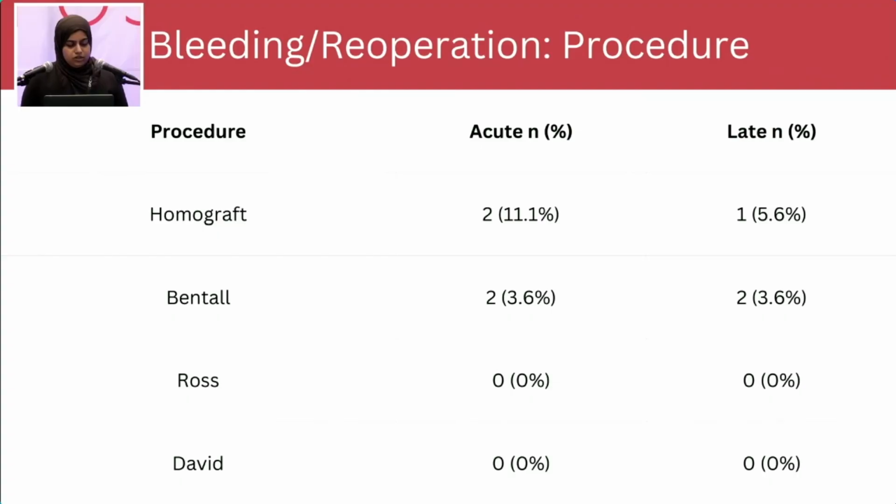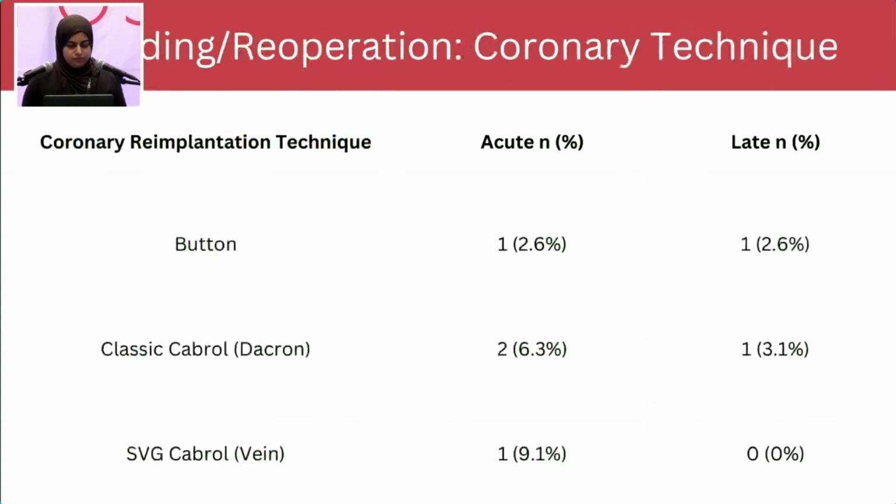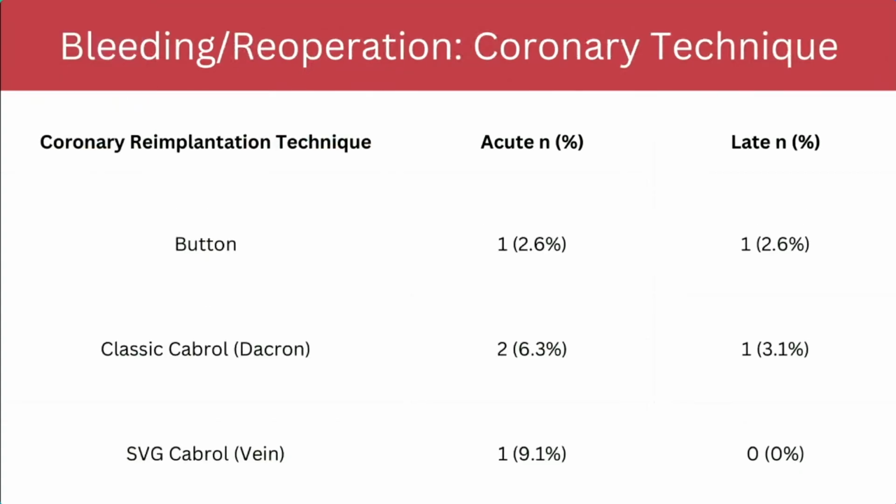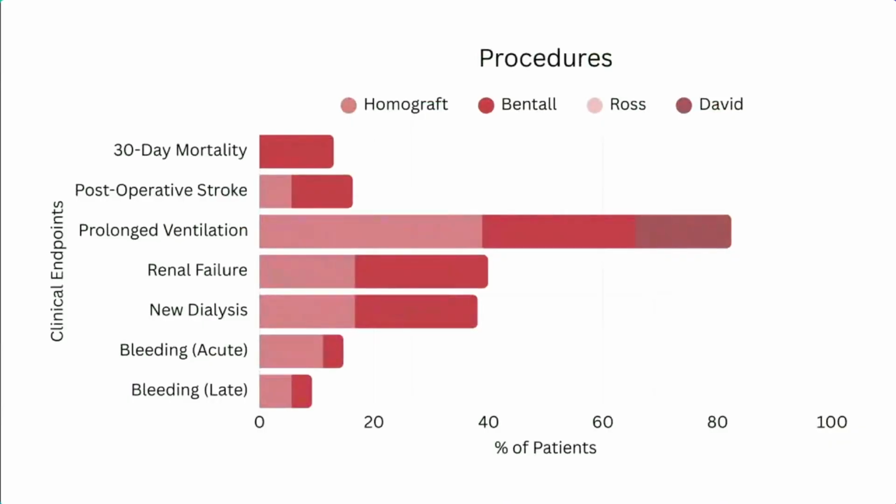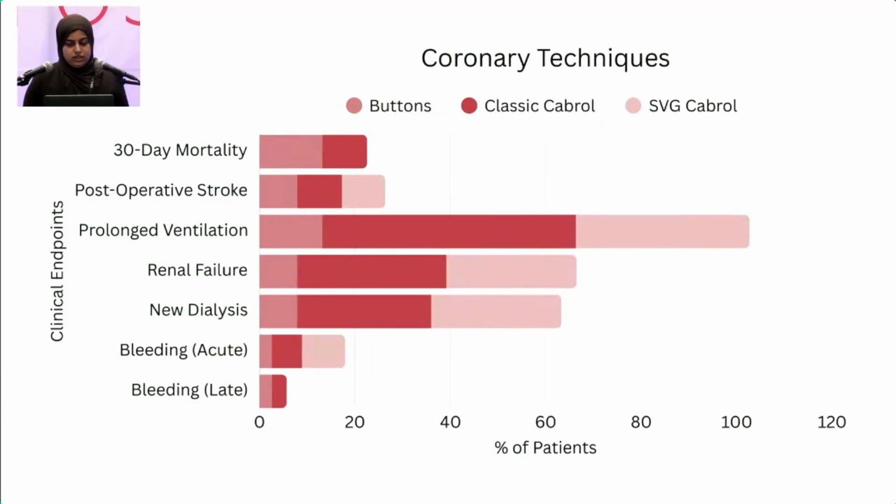Bleeding-related acute reoperation occurred in 11.1% of homograft cases and 33.6% of Bentall cases, with late reoperation rates of 5.6% and 3.6% respectively. No bleeding-related reoperations were observed in the Ross or the David group. Acute reoperation occurred in 2.6% of button cases, 6.3% of classic Cabral cases, and 9.1% of saphenous vein graft Cabral cases, with generally low reoperation rates across all groups. This chart summarizes all endpoints by procedure and the coronary technique.